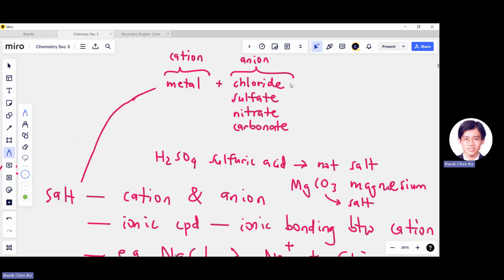And you also need to know the formula. Chloride, you have seen it, Cl minus. Sulfate, SO4, remember the charge, 2 minus. Nitrate, NO3 minus. I will ask you about the formulas every time. Okay, carbonate, CO3, 2 minus.